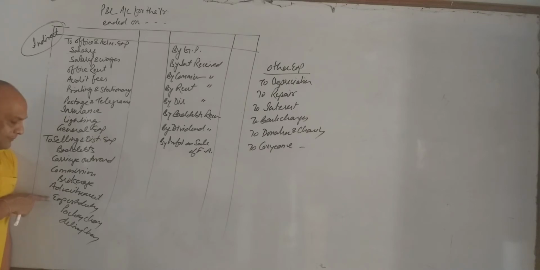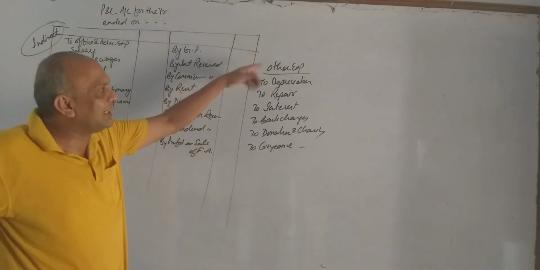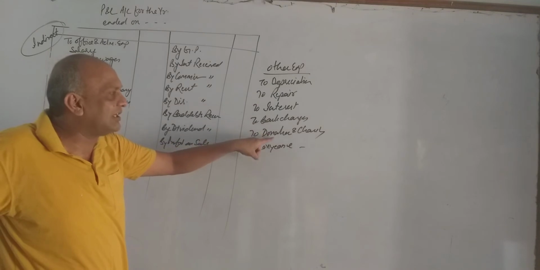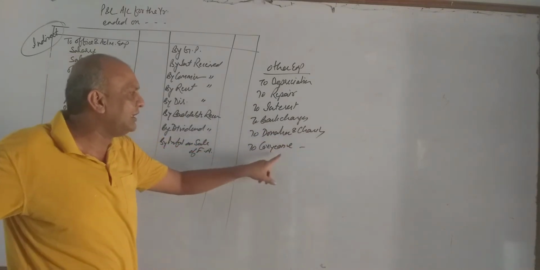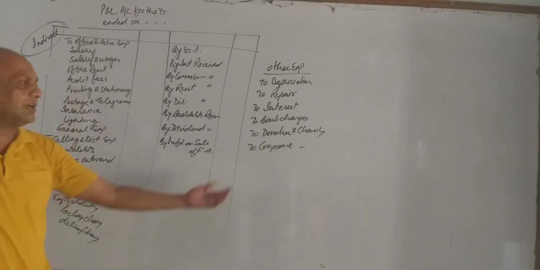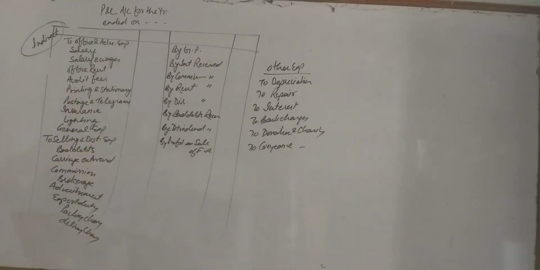Advertisement expenditure. Export duty, when we sell goods abroad. Packing charges, delivery charges. These are some of the selling and distribution expenses. And some other expenses are like depreciation, repair, interest on loan, bank charges, donation, charity, conveyance allowances. So all these expenses are known as indirect expenditure.